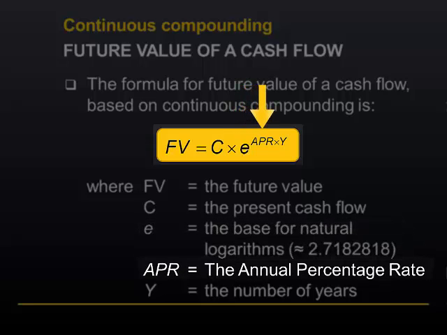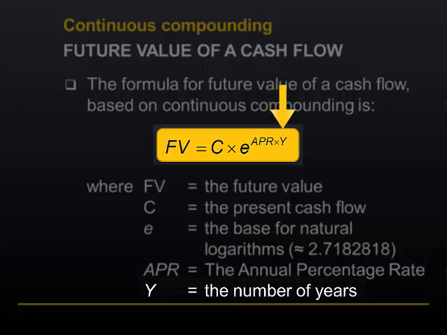Now, we can't use R because R is an infinitely small number. So to represent the interest rate, we use the annual interest rate, sometimes abbreviated APR for the annual percentage rate. We also can't use N because the number of periods is infinitely large, so we use Y to represent the number of years.